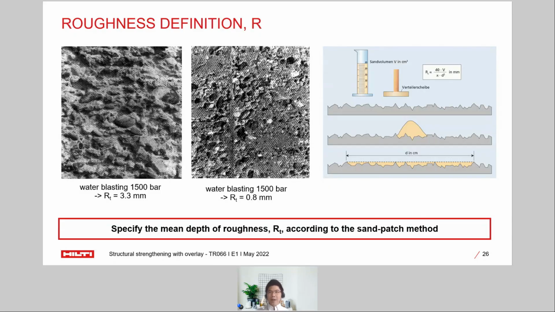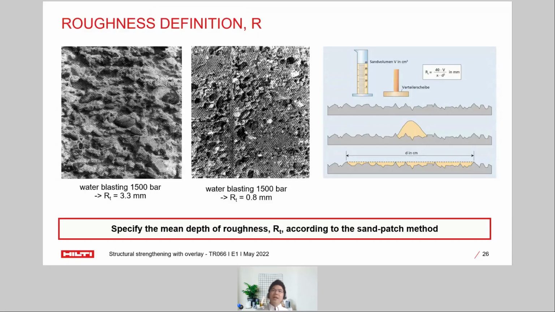So the way to measure the roughness, which the engineers or the inspector can do, is by pouring a certain amount of sand on the roughened surface and using a wooden spreader or wooden plate to spread it around in a circular way, and later measuring the mean diameter of the circle, and then putting it back into the formula shown on the top right corner. The R value is equal to 40 times V divided by the surface area of the sand.